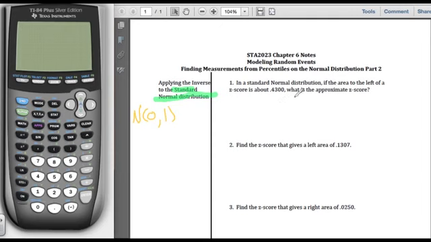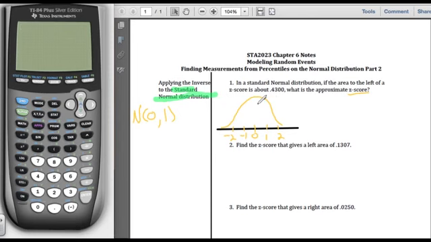Number 1 says, in a standard normal distribution, if the area to the left of a z-score is about 0.4300, what is the approximate z-score? This is the standard normal distribution. It's a normal curve with a mean of 0 and a standard deviation of 1. I am looking for the z-score. The z-scores are across the bottom. This would be a z-score of 1, this would be a z-score of 2, -1, -2.